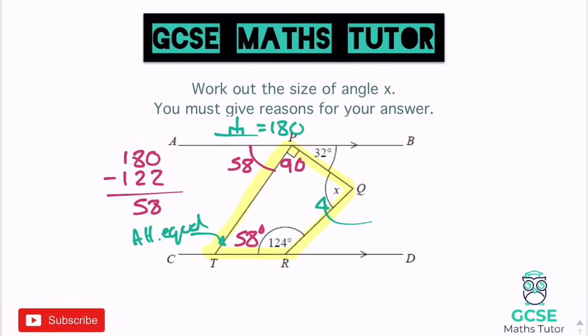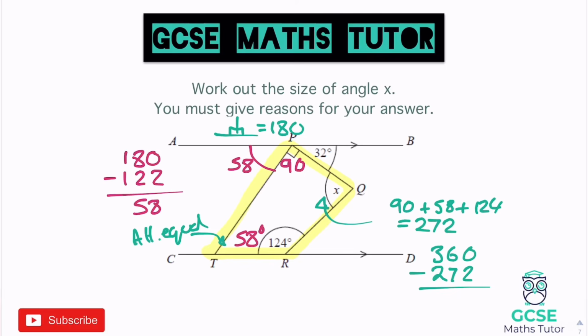So if we add up what we've got, 90 plus 58 plus 124, add those up on a calculator, 90 plus 58 plus 124 adds up to 272, and we just want to take that away from 360. So there we go, 360, take away 272, and let's see what that gives us. There we are, that is 88 degrees. Right, there we go, and there's our final answer.